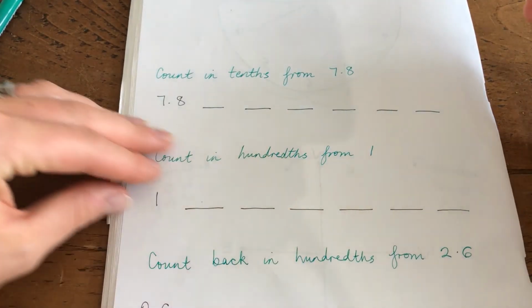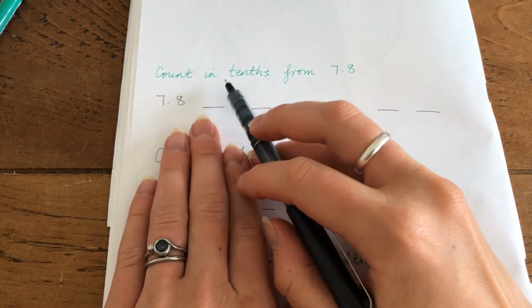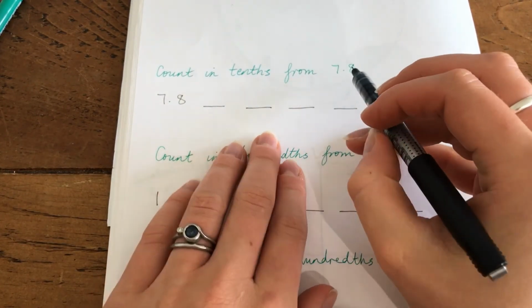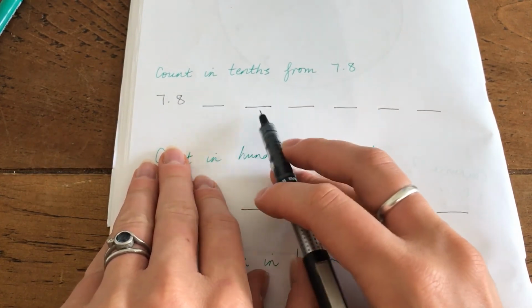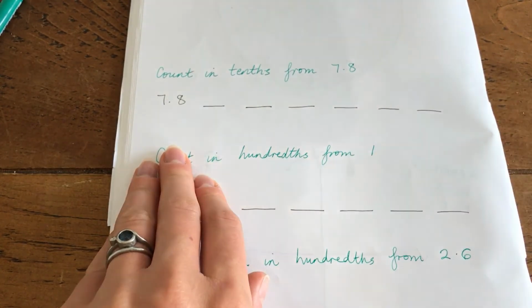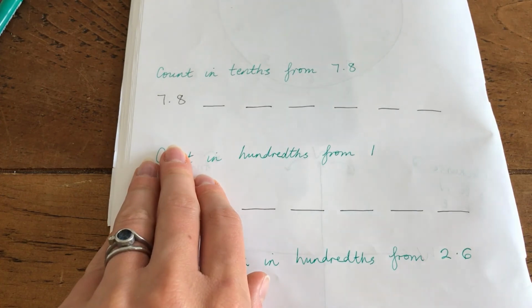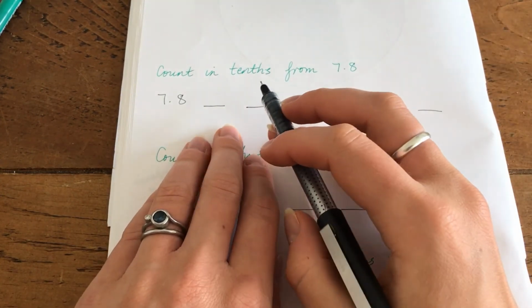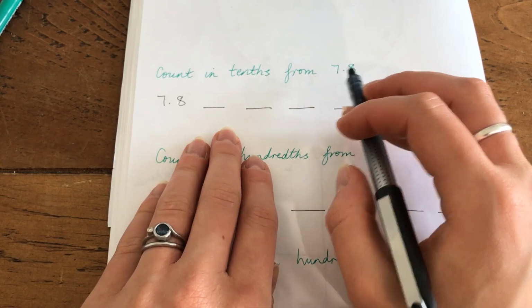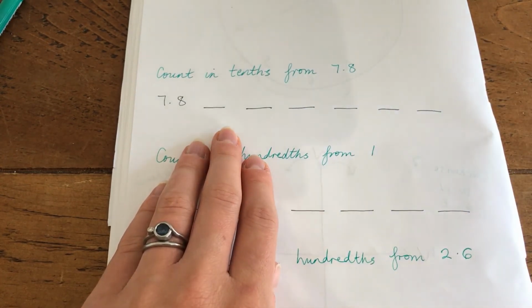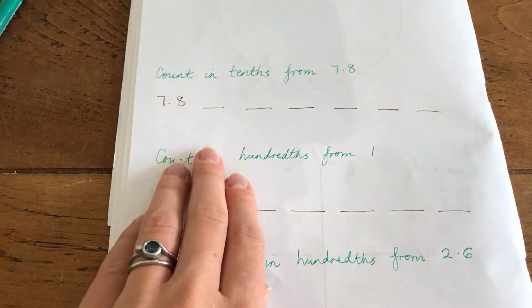Okay, so the first example I've got written is count in tenths from 7.8. So we're going to do 7.8 and then we're going to do 6 steps, so 6 of the next numbers in the sequence. So we're going to count in tenths from 7.8. Right, so let's have a look at that website and see how we can work it out.